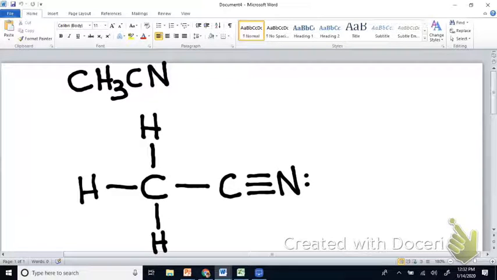Carbon makes 4 bonds, both have their octet. Hydrogen makes 1 bond. That's the most that it can make. So this is the acceptable Lewis structure for acetonitrile.